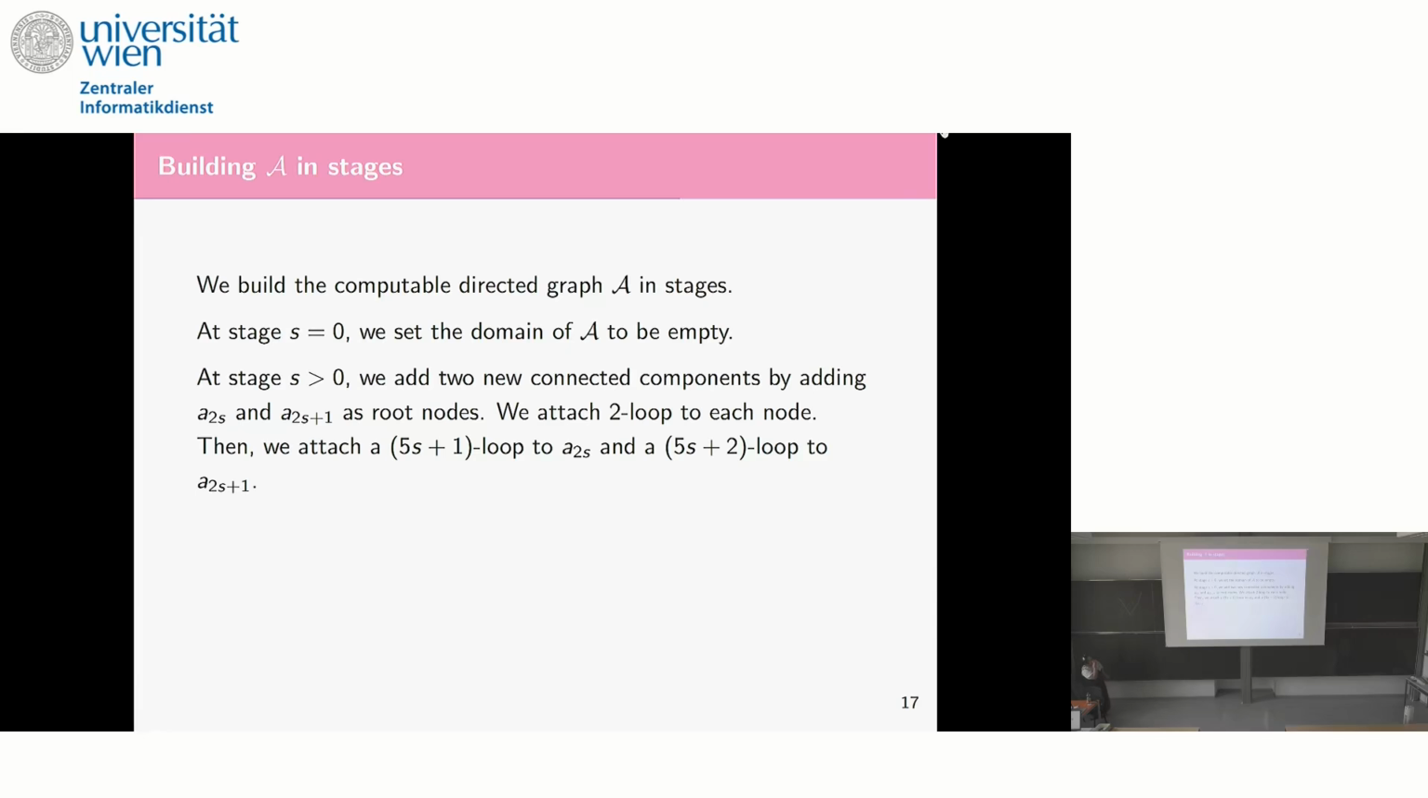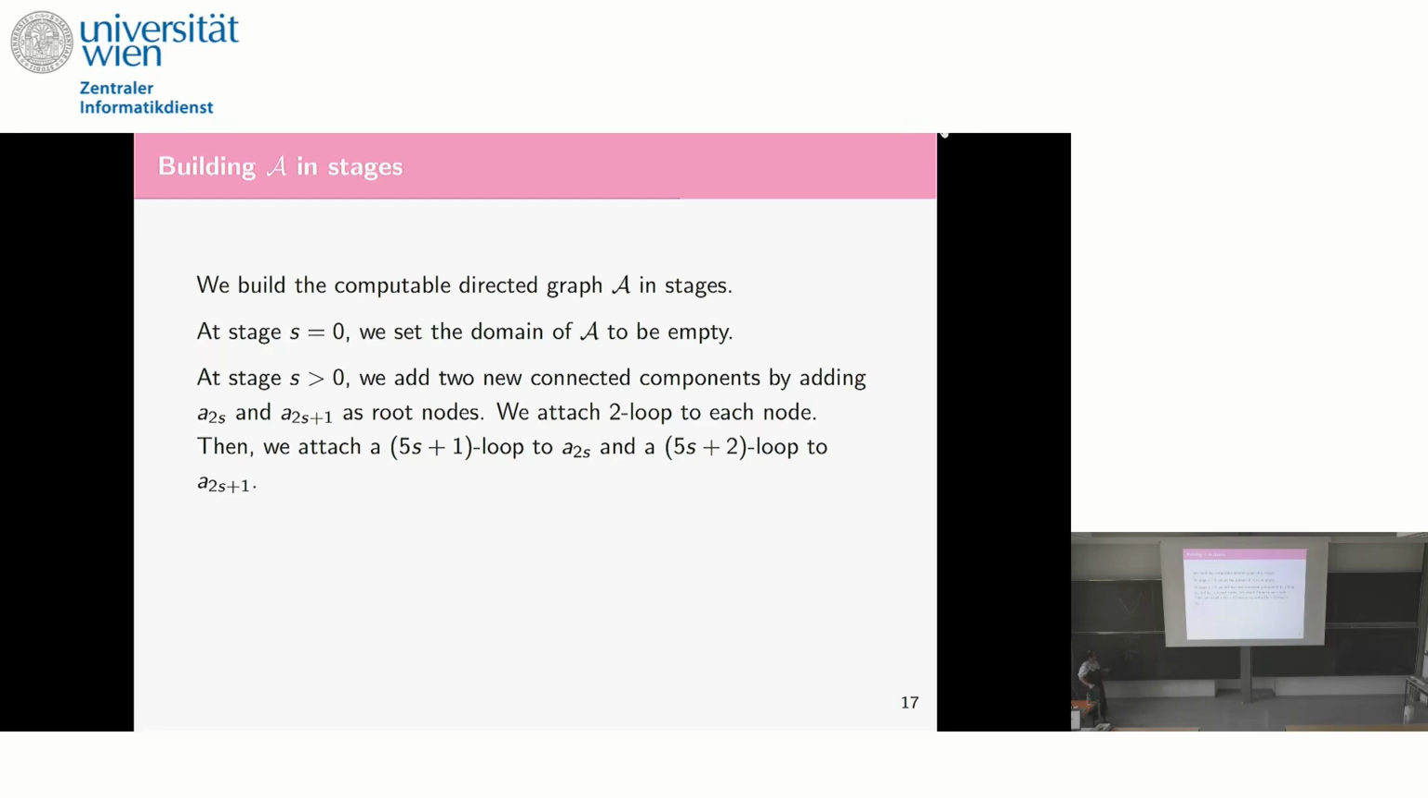So what do you do to these nodes? You're going to attach a 2-cycle to each one. Then for the node a_{2s}, you're going to attach a cycle of length 5s+1, and I'll label this 5s+1. For the other node, you're going to attach a cycle of length 5s+2. Those are your connected components. This is a global action: you're going to add those components at every stage s greater than 0.